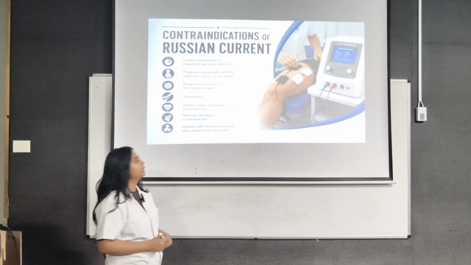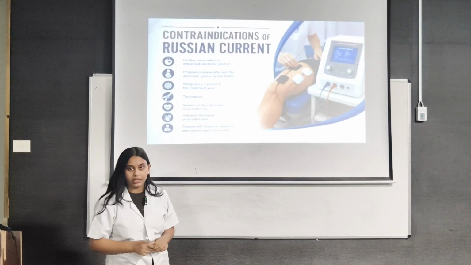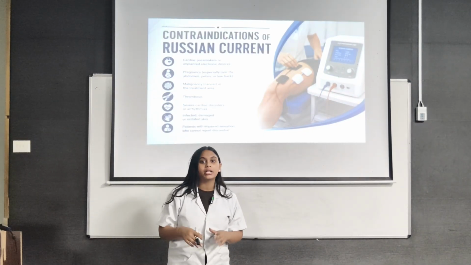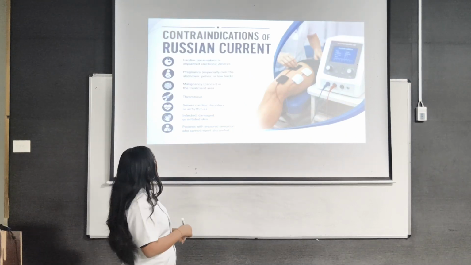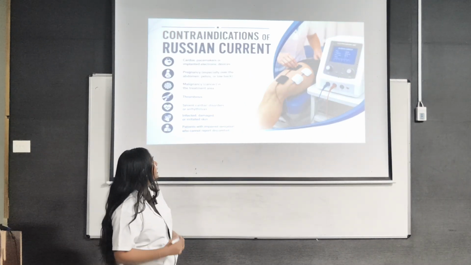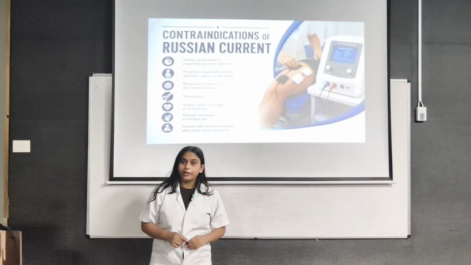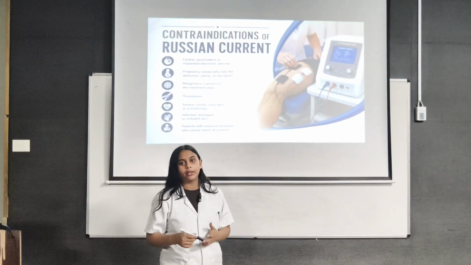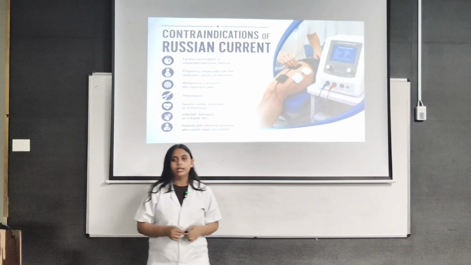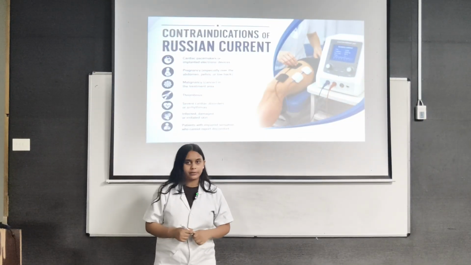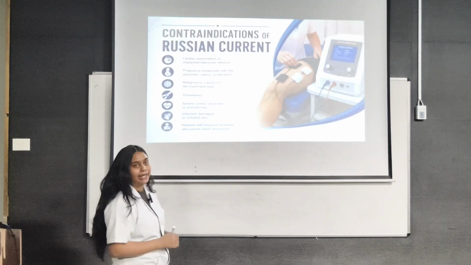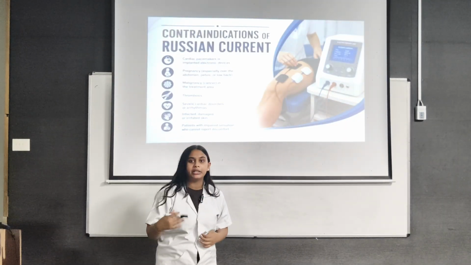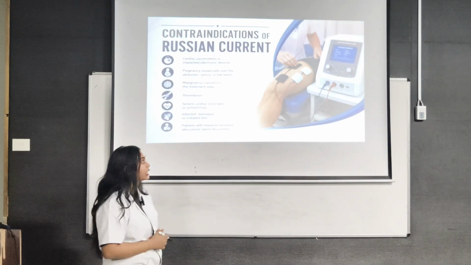So next are contraindications of Russian current. Contraindication means in such situations we should not use this current. So first one is pacemakers or implanted electronic devices. If any person has a pacemaker, we should avoid the Russian current because it can interfere with the current flow of the pacemaker. Second one, pregnancy, especially in the abdominal and back area, because it can induce false uterine contraction.